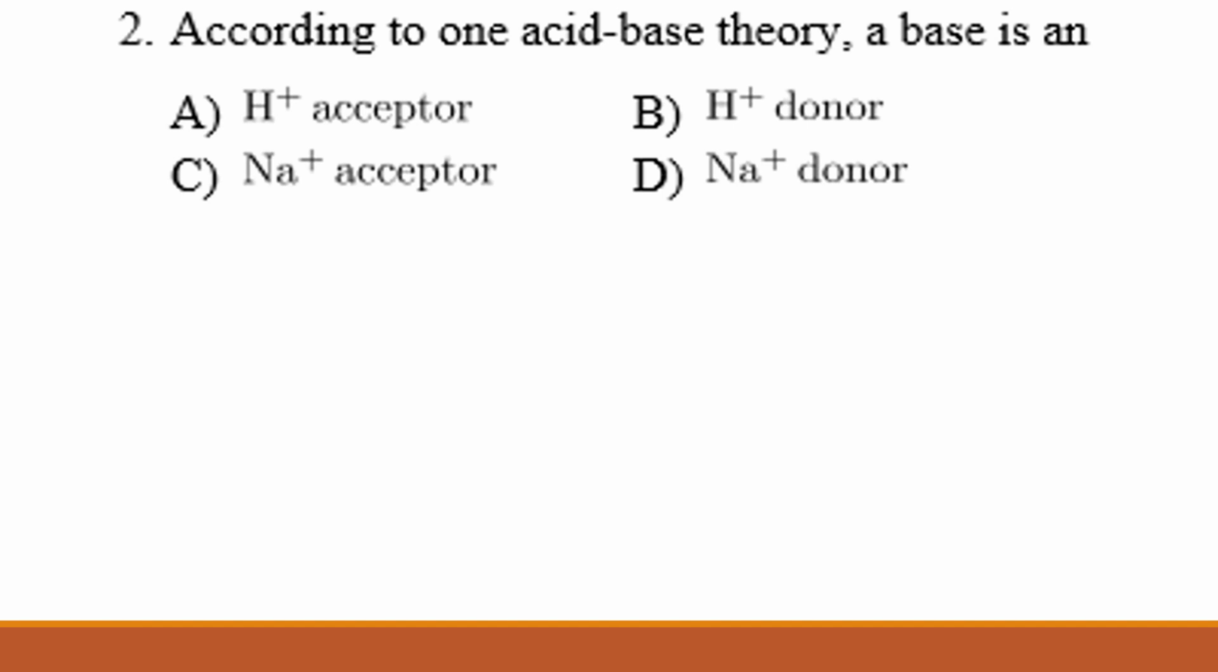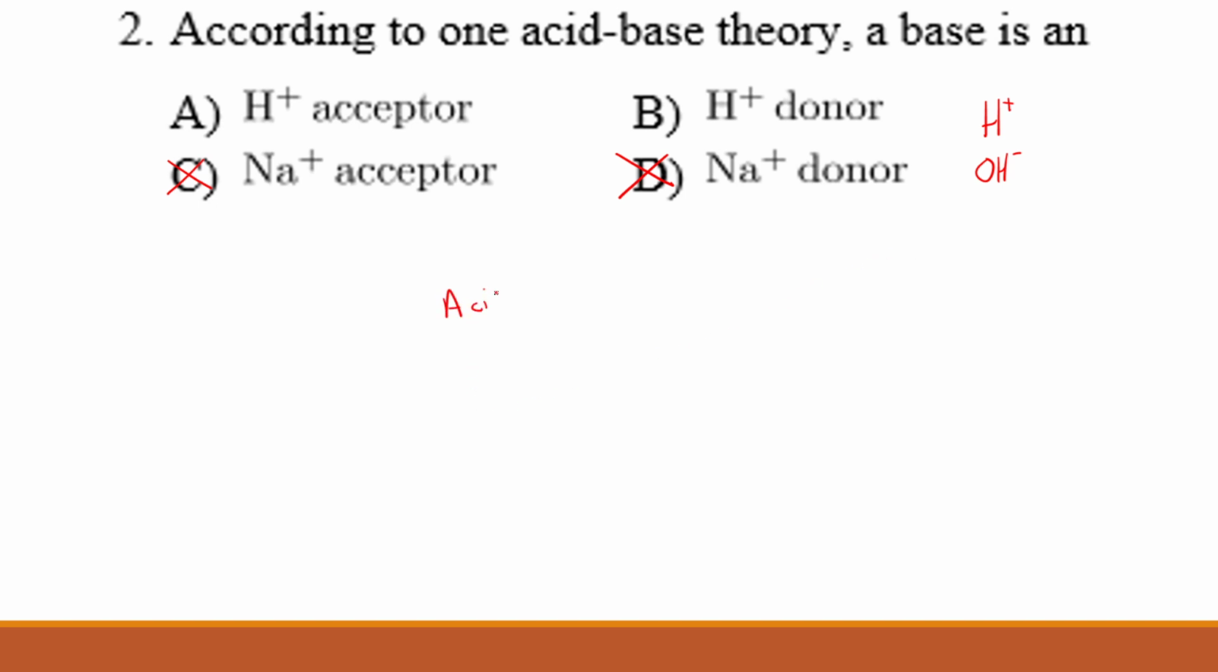According to one acid-base theory, a base is an H plus acceptor, H plus donor, Na plus acceptor, Na plus donor. Right off the bat, you know that when we're talking about acids and bases, we're talking about either H pluses or OH minuses. So Na plus has nothing to do with this, so we can just immediately cross these ones off.